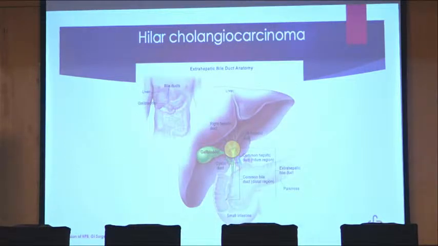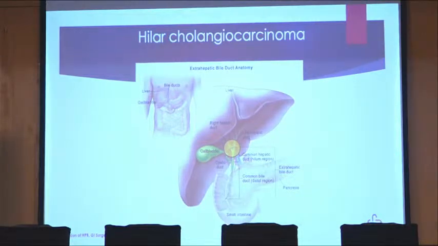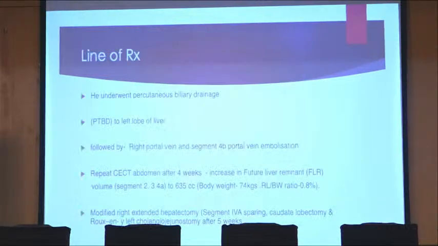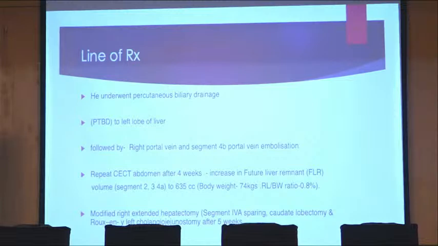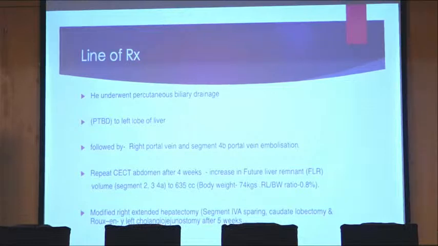So what do we need to do now? Going back to the previous case, the patient has obstructive jaundice, so first we need to drain his biliary system. We put in a PTBD and drained his bile. Next, we did a portal vein embolization as well, because his FLR was very low, as this patient needed a right extended hepatectomy.